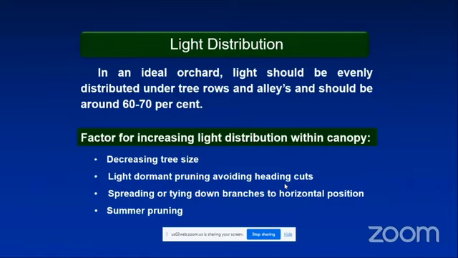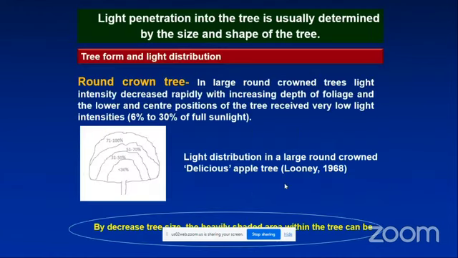Then light distribution. Interception is one aspect, and light distribution, how it is distributed, is very important, mainly under tree rows, and should be around 60 to 70%. What are the factors for increasing light distribution within the canopy? Decreasing tree size, light dormant pruning, avoiding heading cuts, spreading or tying down branches to a horizontal position, and summer pruning. Light interception by a tree is usually determined by the size and shape of the tree.